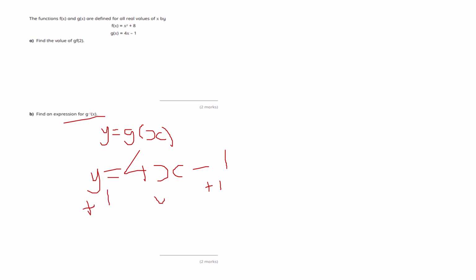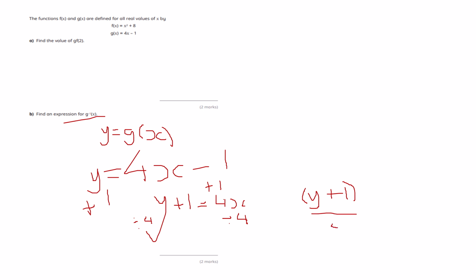So I'm going to have y plus 1 equal to 4x. Divide by 4 on both sides. Okay, we have x is equal to y plus 1 all over 4.